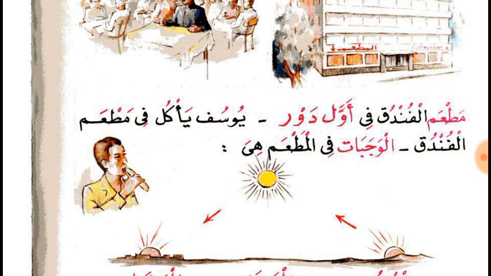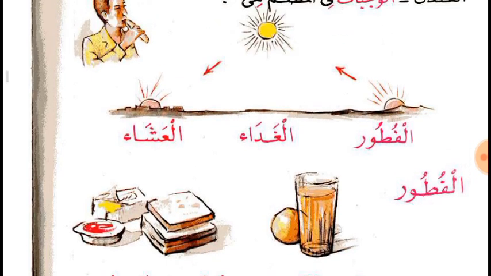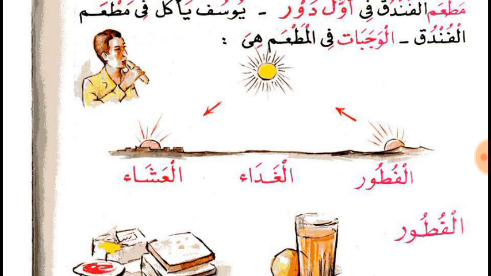Al-wajibat fi al-matam hiya. The meals in the hotel. Sorry sir, what is the meaning of it? Al-wajibat al-matam hiya: the meals in the restaurant are.